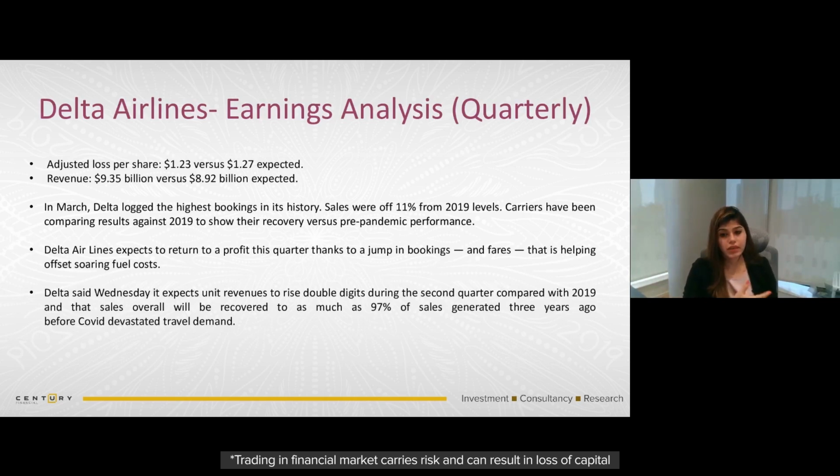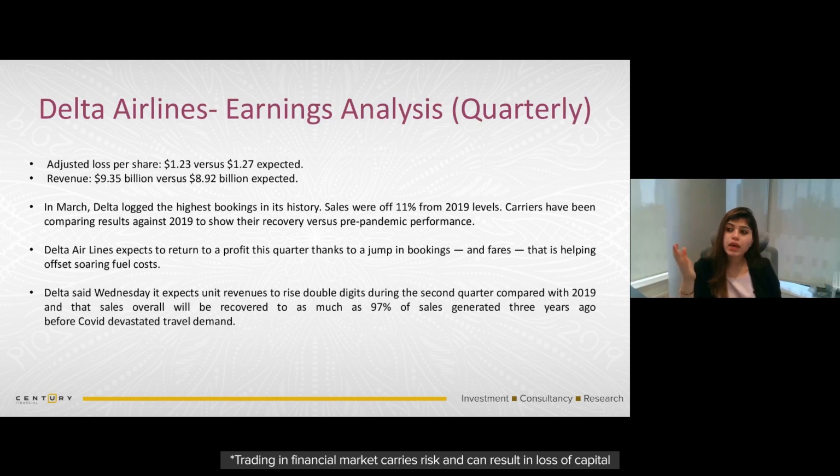So previously, for the last few quarters, obviously because of the pandemic, the company was not doing well, and it was actually reporting losses. So this is a big positive one. They are stating that they are expected to return to profits in the current quarter. So on expectations, the stock rallied.